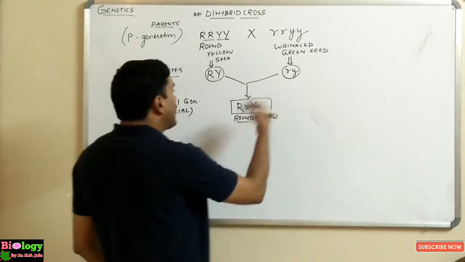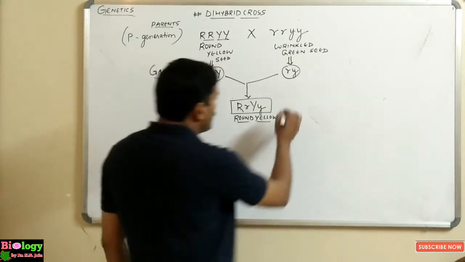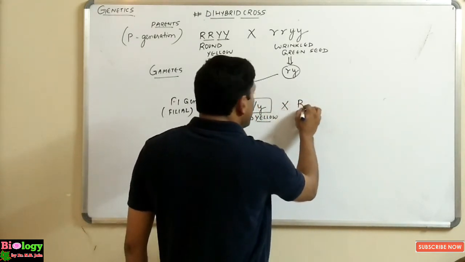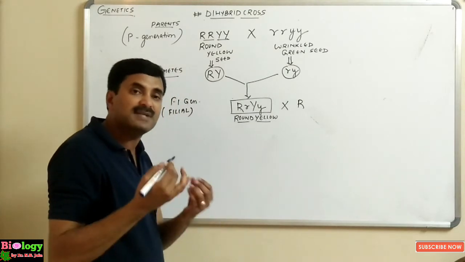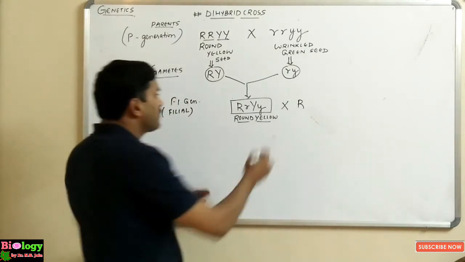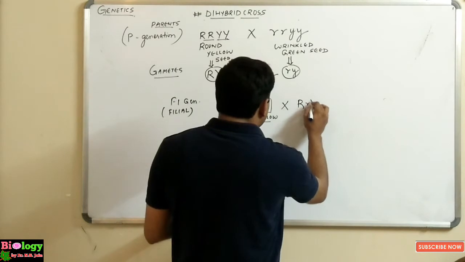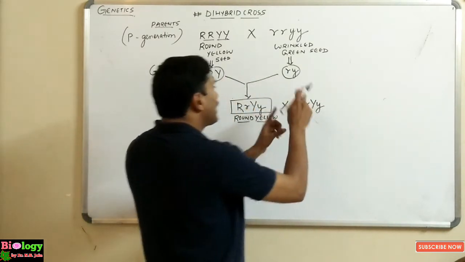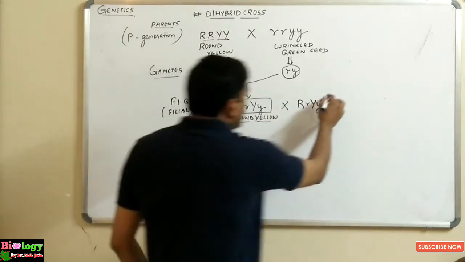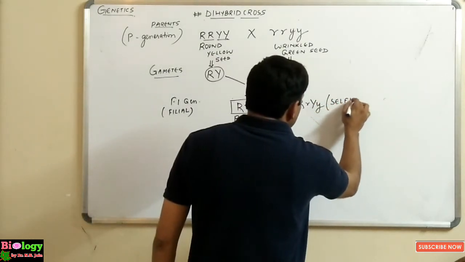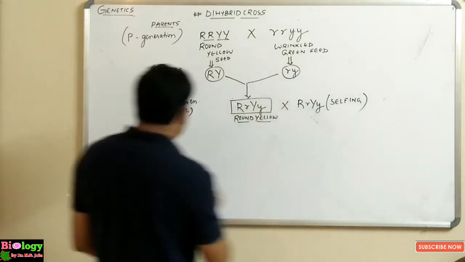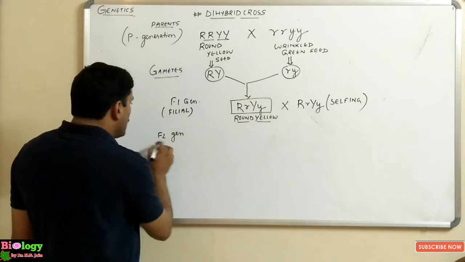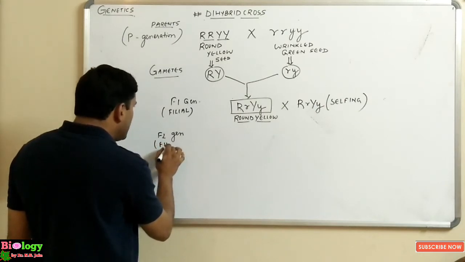Now, to get the F2 generation, what do we do? We self the F1 generation. Selfing means we are interbreeding the F1 generation. So capital R, small r, capital Y, small y is crossed with capital R, small r, capital Y, small y. This process is called selfing. The F2 generation is the second filial generation.